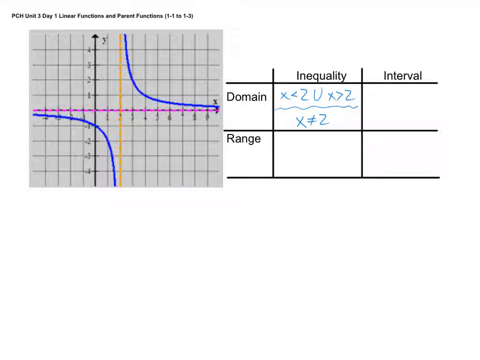Now, the interval for this, there's not a really slick way of doing it like there is with the inequality. So all you've got to do here is actually, you have to do the two different intervals. Negative infinity up to 2, or from 2 up to positive infinity. And notice both of those are open intervals. Neither of them allow it to equal 2.